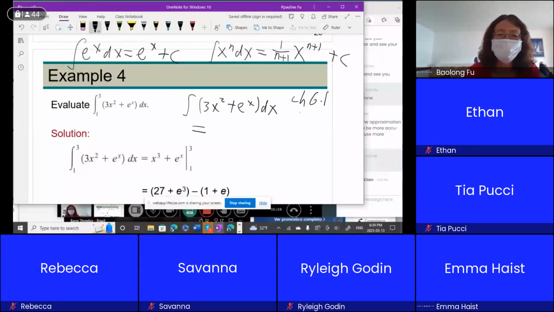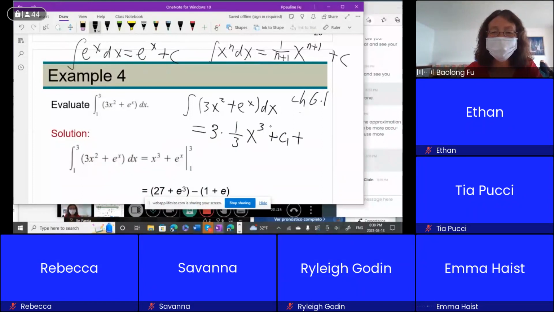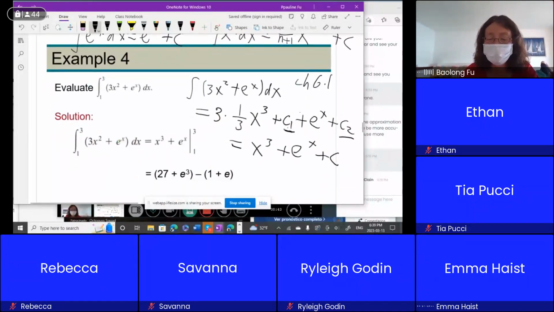Okay. So first, this 3 you can move out. The integral of x squared is 1/3 x cubed plus C1. And then e^x is e^x plus another constant, C2. A constant plus a constant is a new constant. You can simply combine C1 and C2 into C. So the final result would have C. So this is from last class.